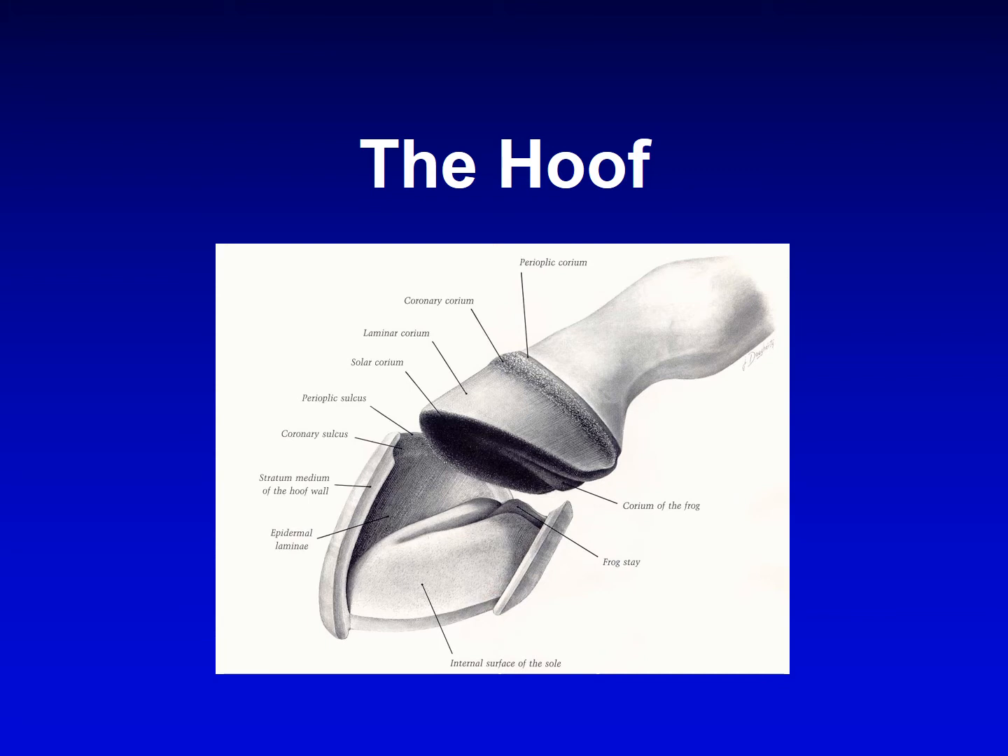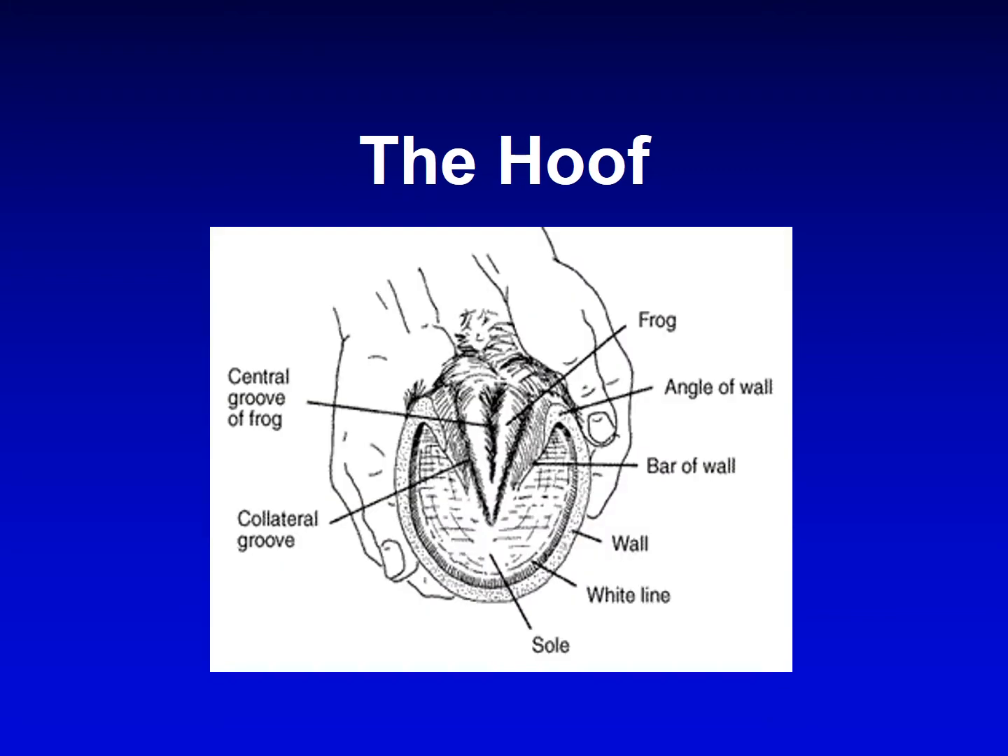Now, P3 and the joint are all embedded or covered or buried in the hoof. That's why the joint is called coffin joint. Coffin joint, because the joint is buried inside the hoof wall, inside the epidermis.